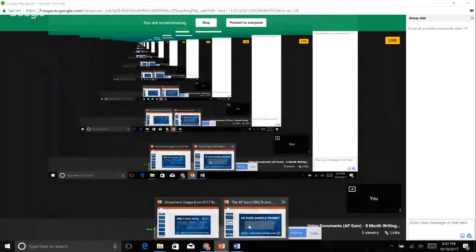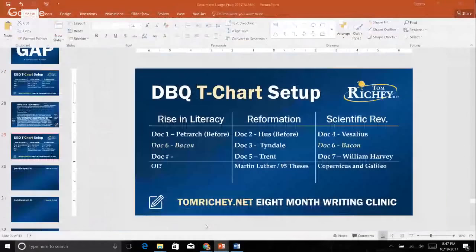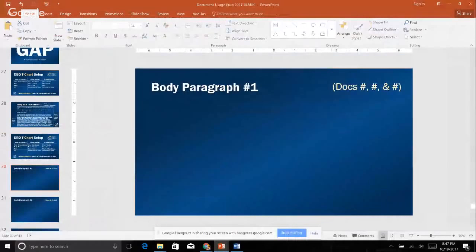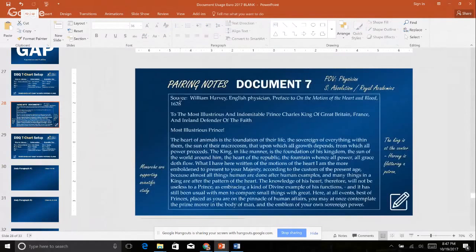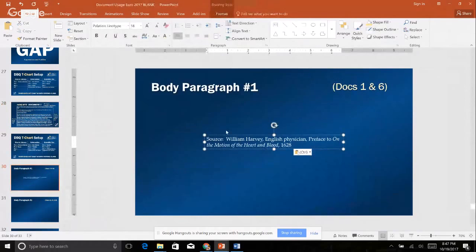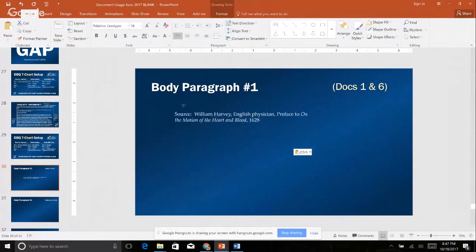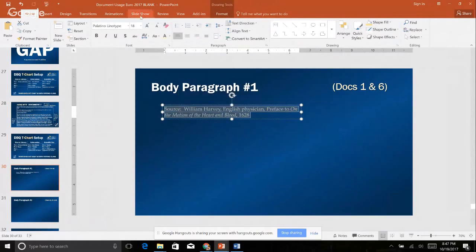All right, so let's see what we've got here. And we're going to share the screen again. All right, so as far as that goes, if we were going to look at body paragraph 1, what I'm going to do is note documents 1 and 6. So I'm going to use documents 1 and 6 here, and I'm going to be using these documents in order to create a paragraph that is making an argument. Okay, so let me go ahead and put this here.